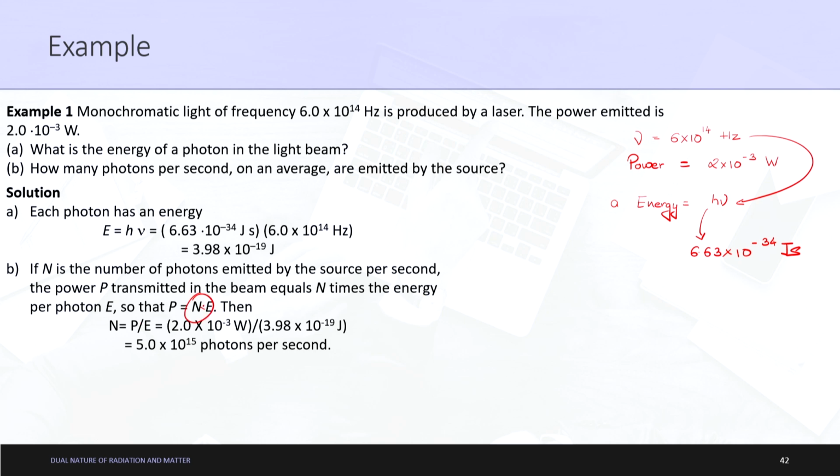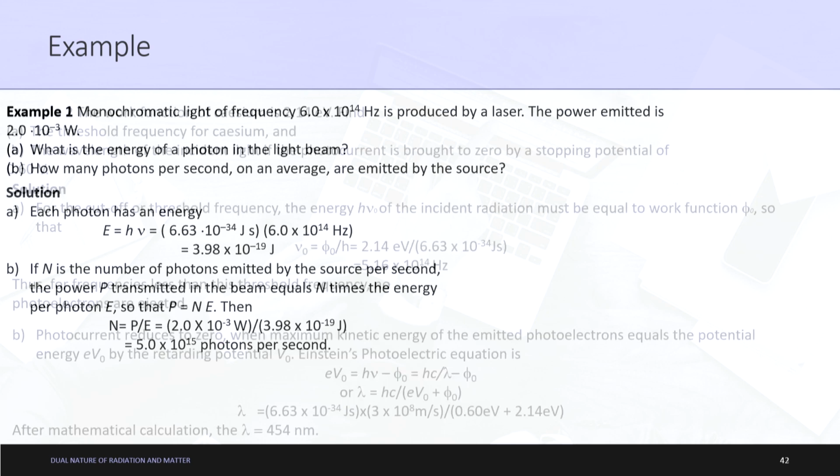N into E, basically n multiplied by a single photon's energy will give you the total power. Then n is equal to P by E. The P value is given to you as 2 into 10 to the power minus 3 watts, and similarly the value of E is given as 3.9 into 10 to the power minus 19 joules. Watt per joule gives you photons per second.